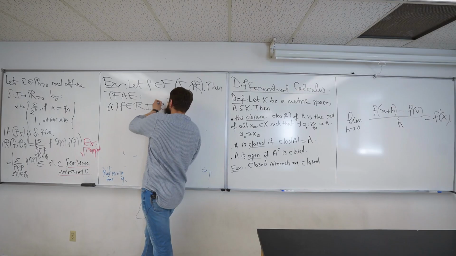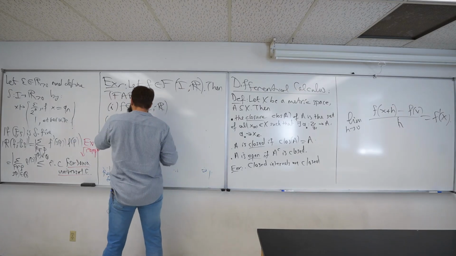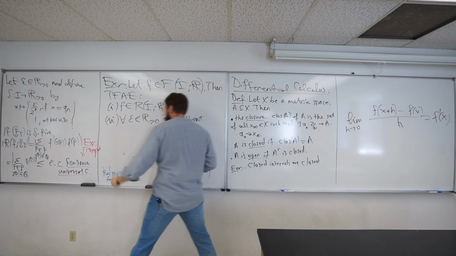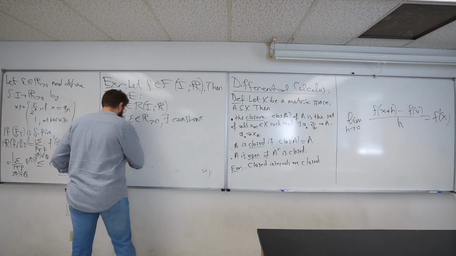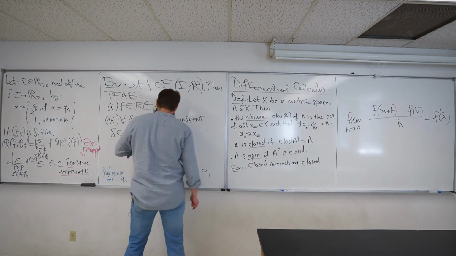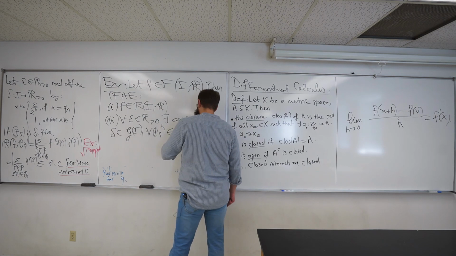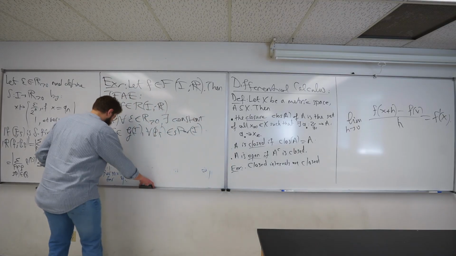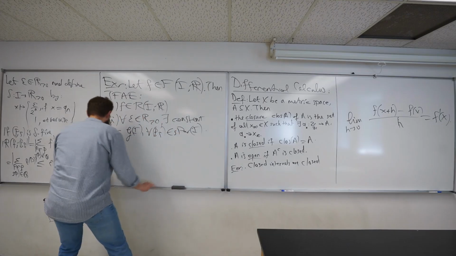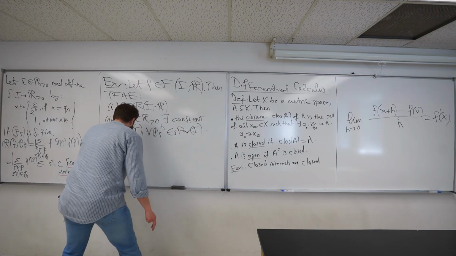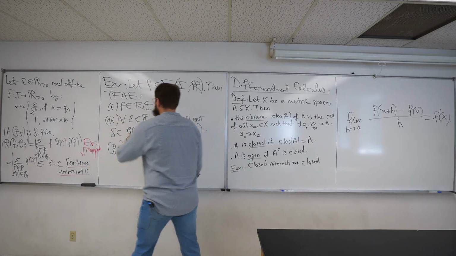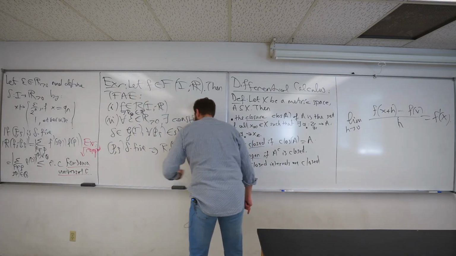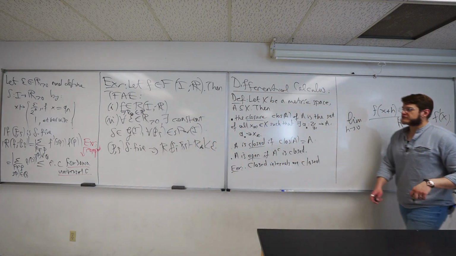F is Riemann integrable. For any epsilon, there's a constant gauge delta such that for any sample partition, if the sample partition is delta fine, then there is some R star such that the associated Riemann sum is within epsilon of R star.